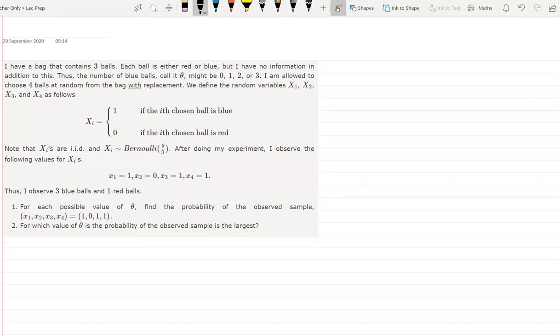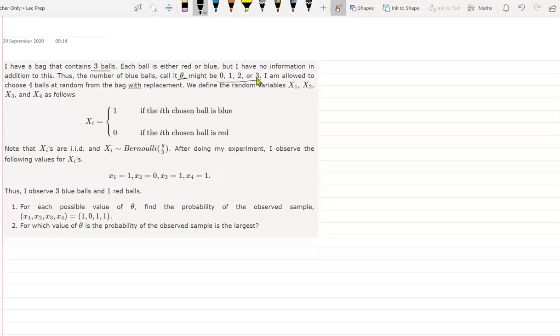Okay. So there is this box. You don't know how many blue balls are there. You are just told that there are 3 balls, and the number of blue balls is unknown. It is some number theta. So it could be 0, 1, 2, or 3. We don't know what it is.